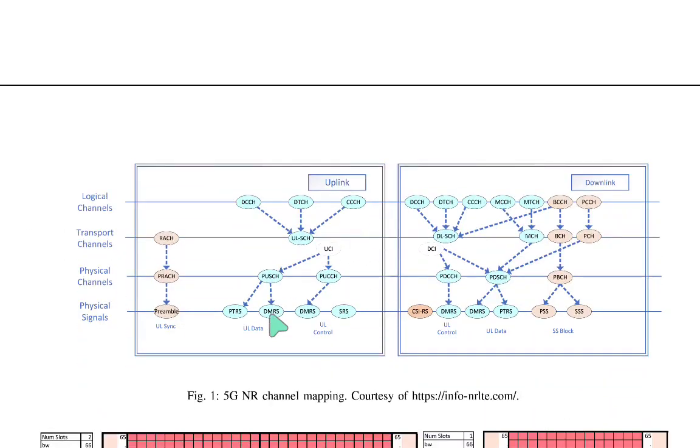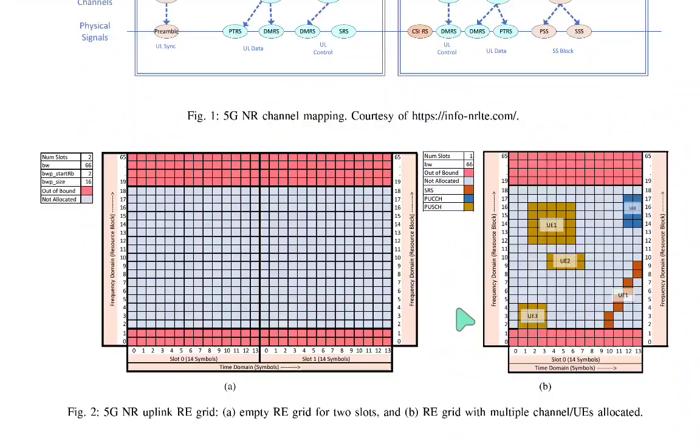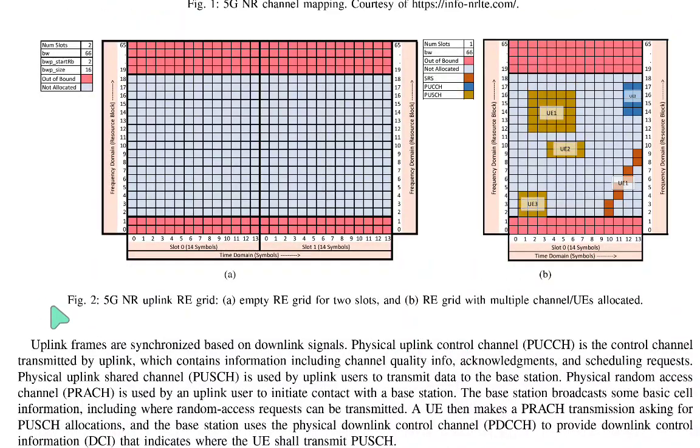Figure 1 is the 5G NR channel mapping and core test of the HPPs. Next, figure 2 is a 5G NR uplink RE grid. A is the empty RE grid for 2 slots and B is the RE grid with multiple channels and UEs allocated.